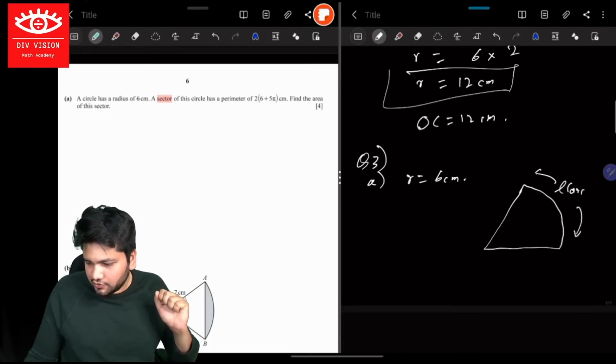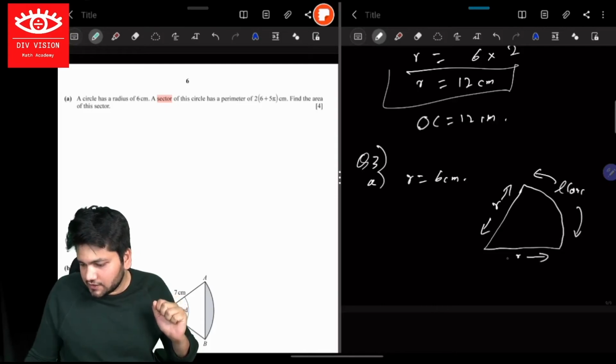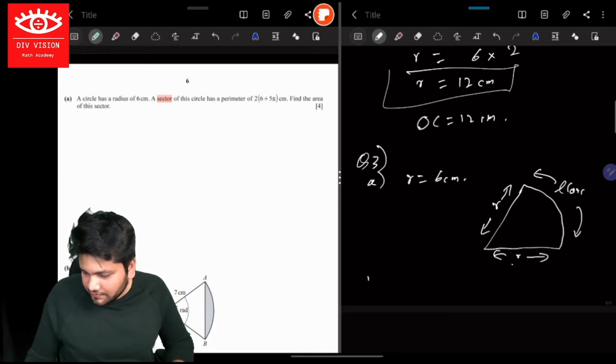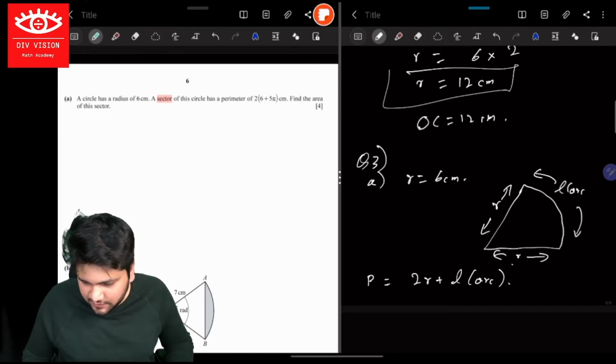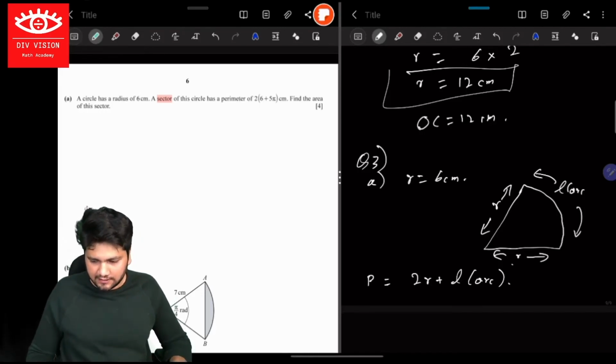The perimeter is going to include this r as well as this r. So if you see, the perimeter will be r plus r plus the length of arc. So it's going to be 2r plus length of arc, which they have given as 2 times 6 plus 5 pi. They are asking you to find the area of the sector.